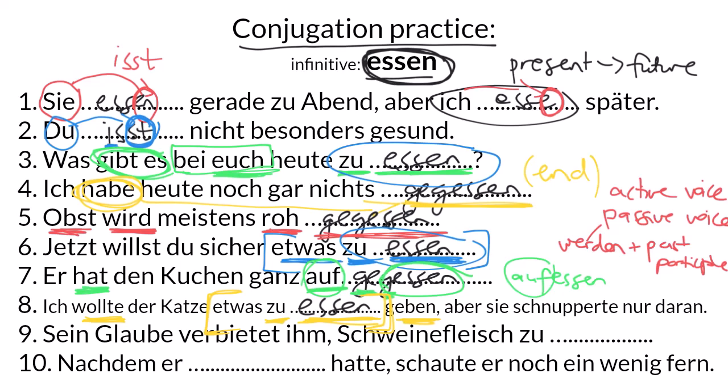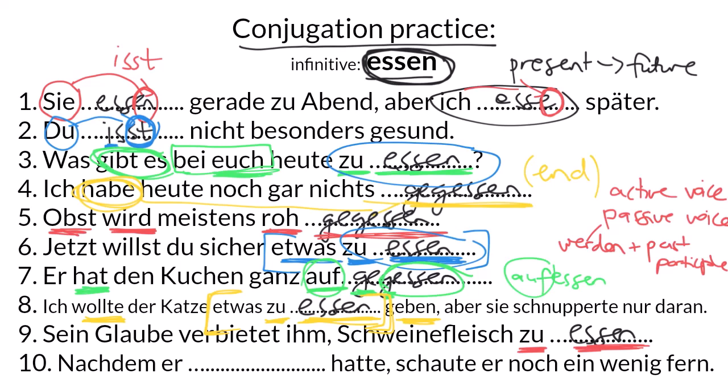etwas zu. Number 9. Sein Glaube verbietet ihm, Schweinefleisch zu essen. These examples are really heavy on the zu, and that's because I want to emphasize that to you. And essen often does appear with zu. So we have the infinitive straight after zu. And this means his faith forbids him from eating pork.